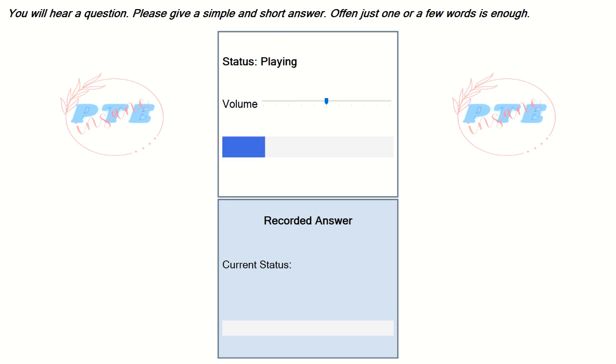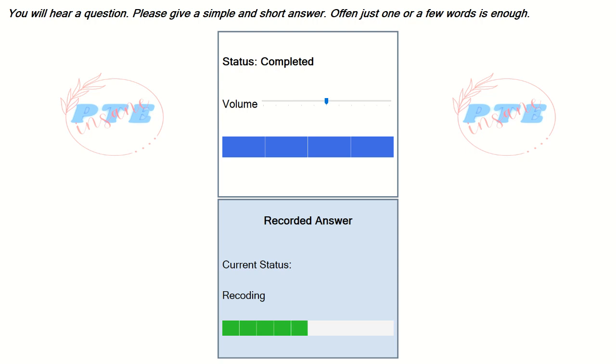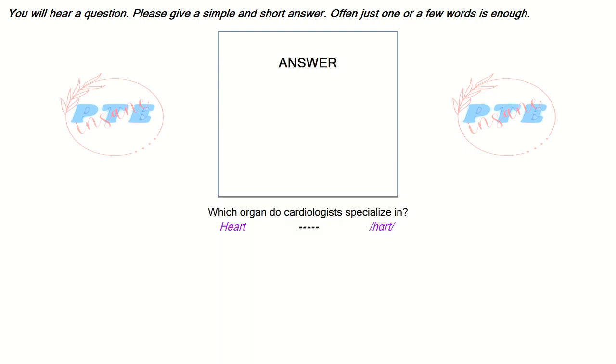Which organ do cardiologists specialize in? Heart.